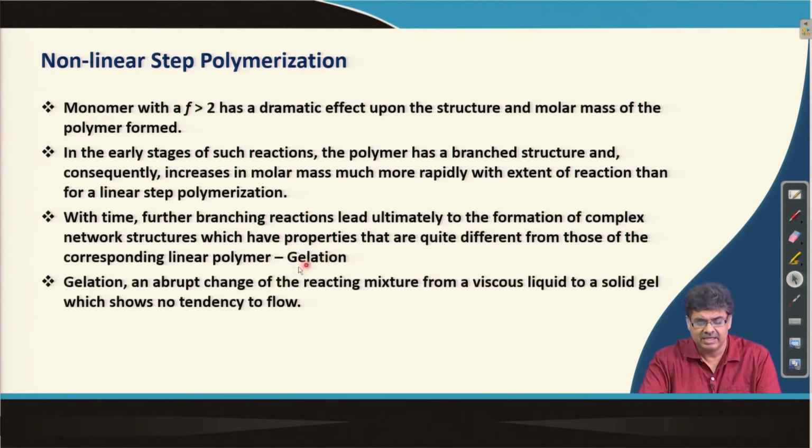What is a gel? A gel is a state where the reaction mixture goes from a viscous liquid to a solid mass, and the solid mass shows no tendency to flow. So gelation is an abrupt change of the reaction mixture from a viscous liquid to a solid gel which has no tendency to flow, and the concentration or the time at which this gelation happens, we call this point the gel point.